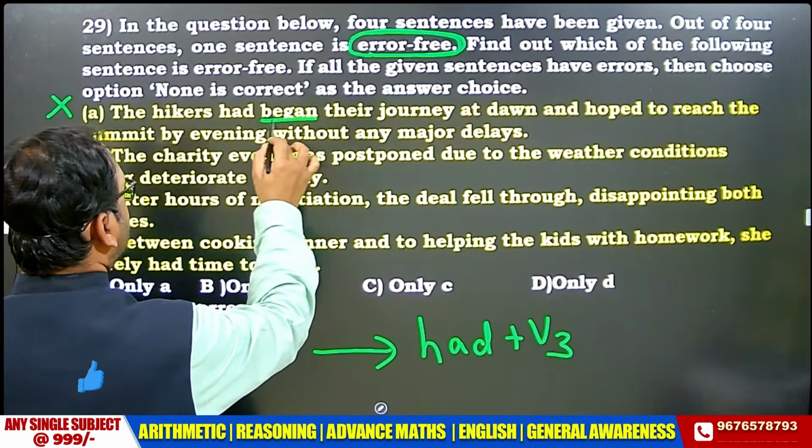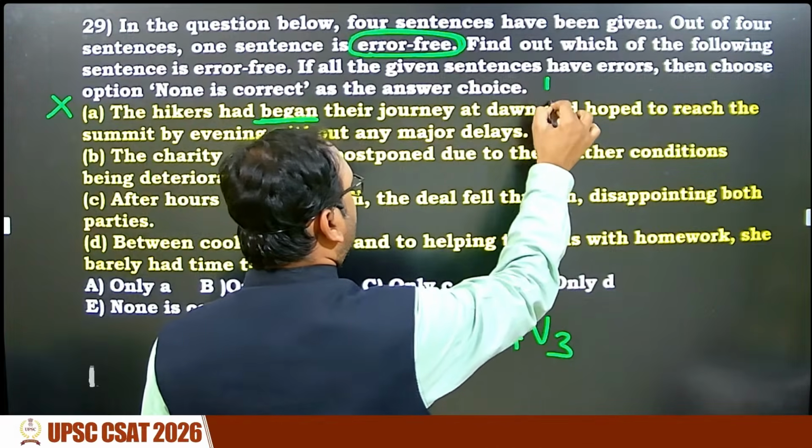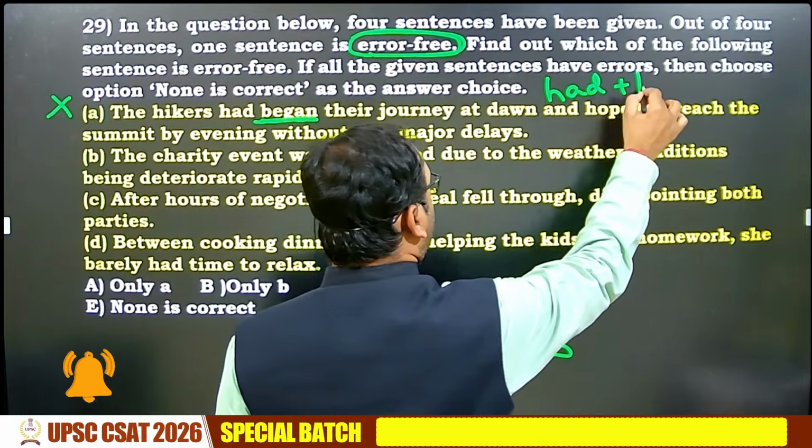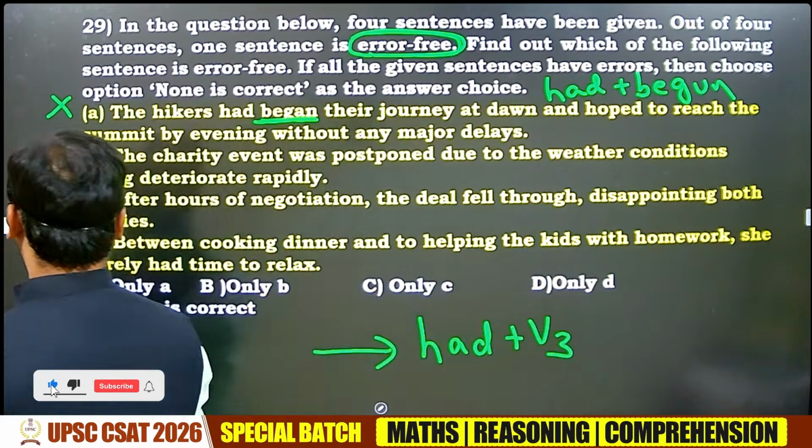Here, began is a problem. What should come there? Had begun. Had plus V3, correct? Had begun. Easy questions, Swapna. Shall we try the second one?